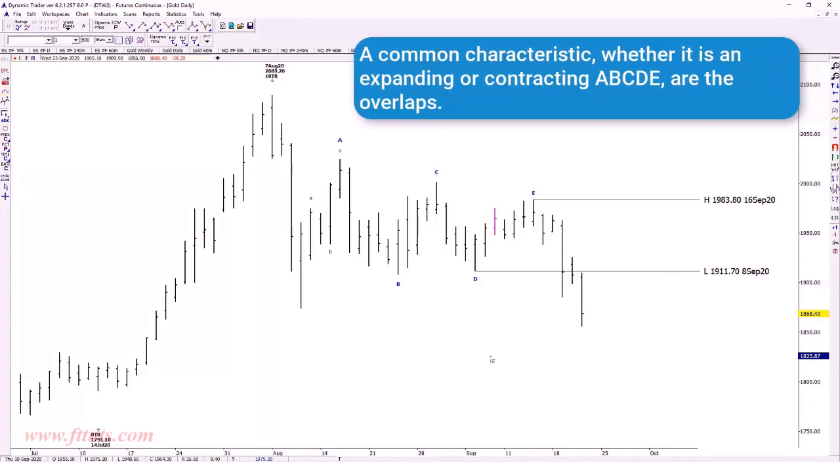An expanding type of ABCDE can be a flat, 5 sections. How do we determine if it's probably an ABCDE? That type of correction, again, will be dependent on how these sections are breaking down, the subdivisions within them. And again, you'll learn about that in a later module.